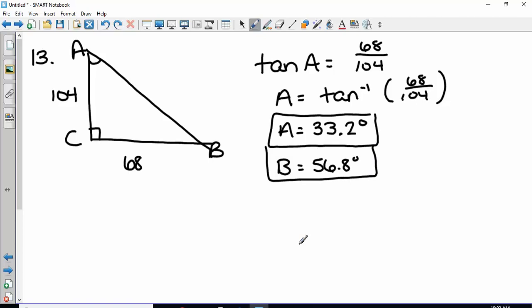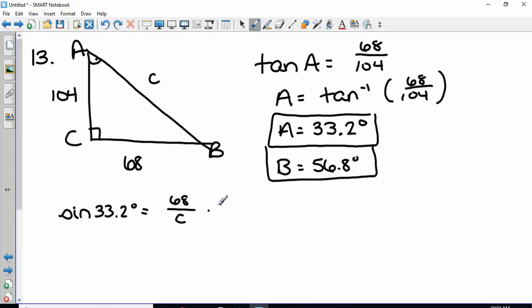To find side C, you have two options. We could do Pythagorean theorem. Let's practice a trig function just because that's what you're going to need to do on 14 and 15. If I wanted to find it with the trig function, from A, I could do sine. Sine of angle A, which we found was 33.2 degrees, equals the opposite side, 68, over the hypotenuse, which is C.